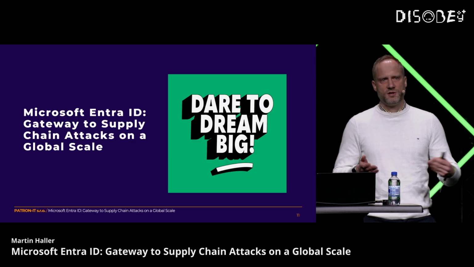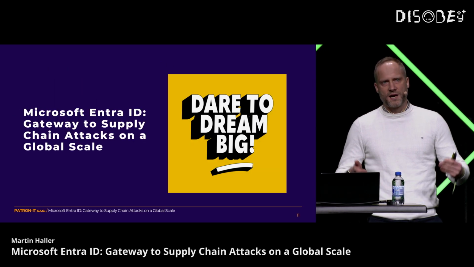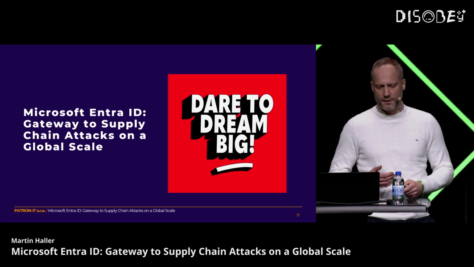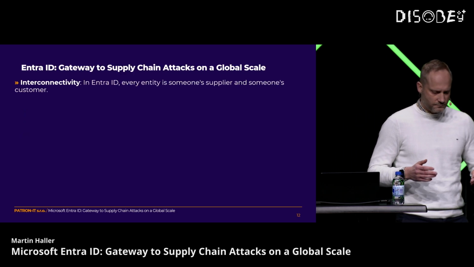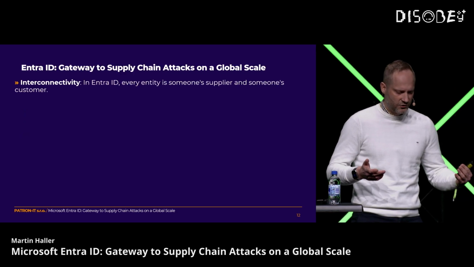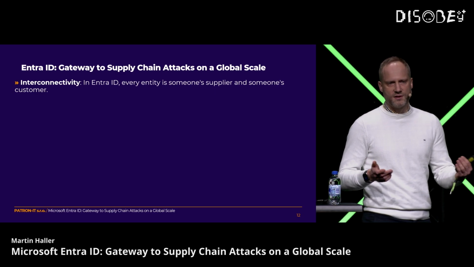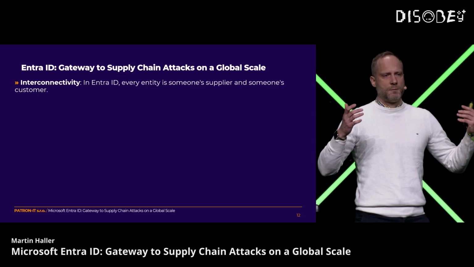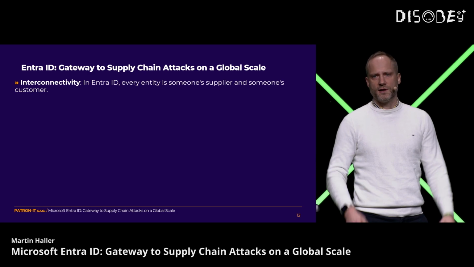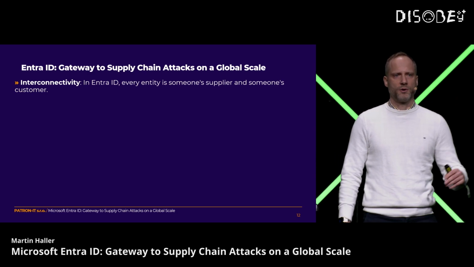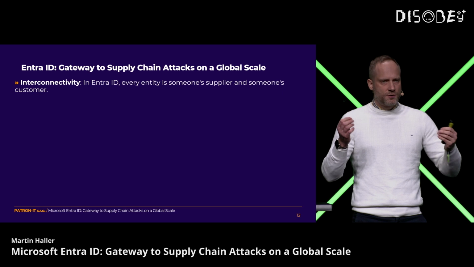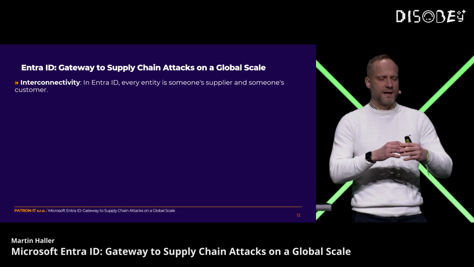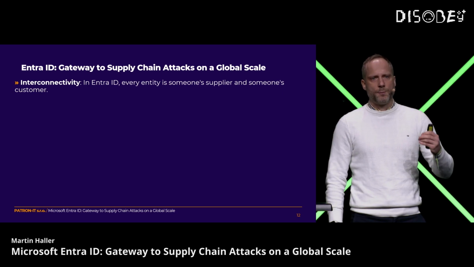So let's get back to the topic. Let's make some supply chain attacks on a global scale. Why does Entra ID allow a scenario like this? It's the interconnectivity. With the cloud came the idea of cooperation. Let's cooperate together, and the companies started to cooperate. There are such relationships between companies that it's like a matrix, and every company is someone's customer and someone's supplier.